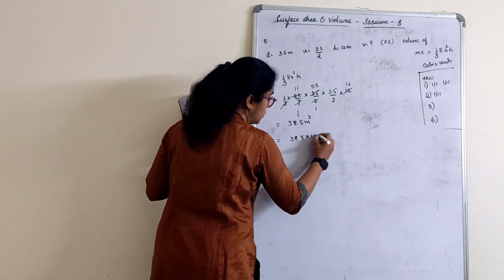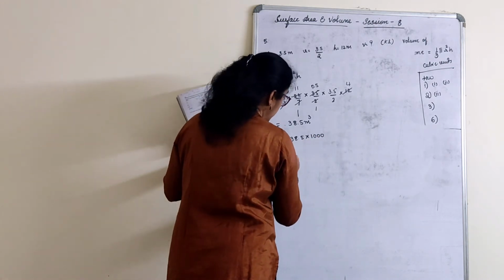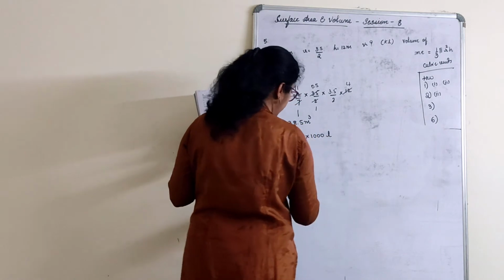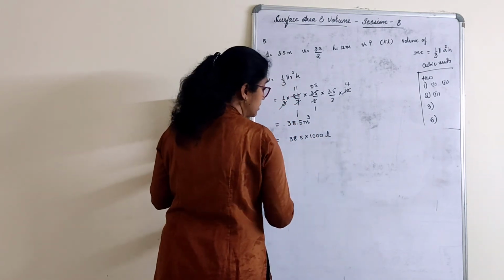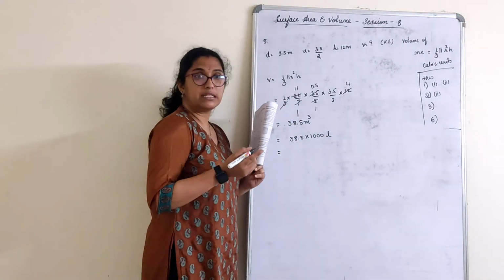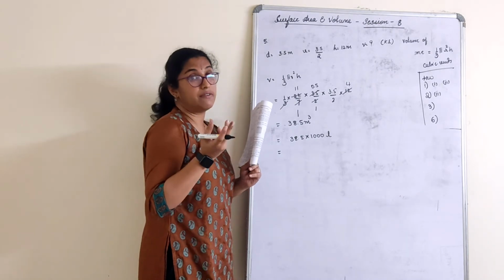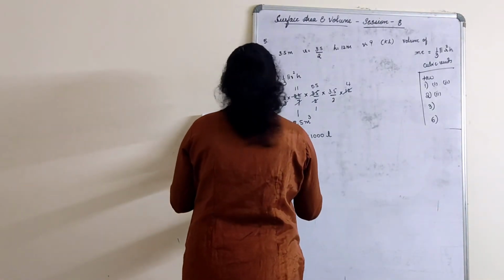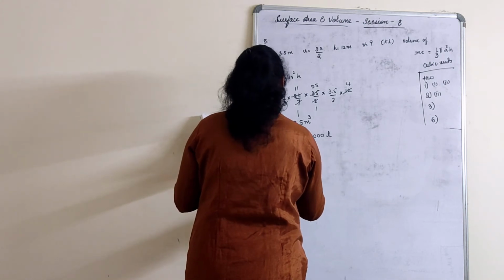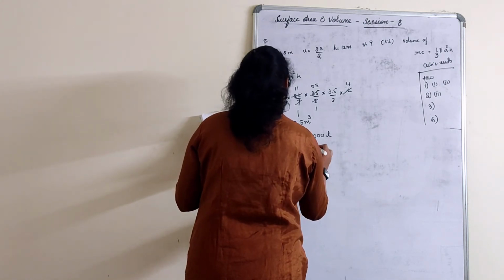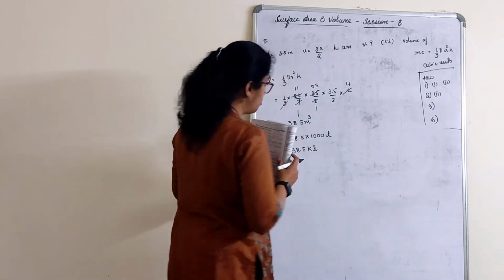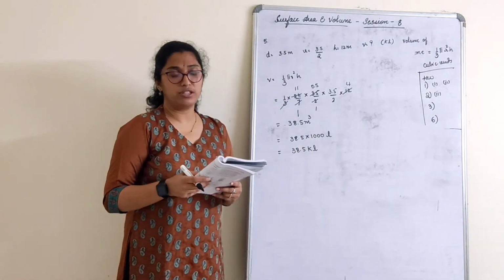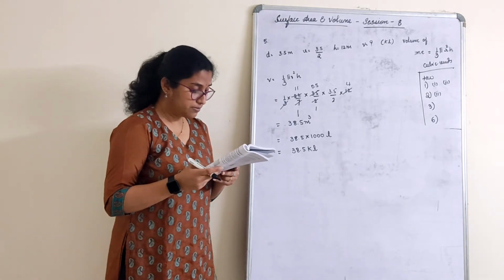You want the answer in terms of liters, kiloliters, right? 38.5 into 1000, if I multiply, I will get that in terms of liters. Now what is this 1000? Kilo is always in terms of thousands, right? So directly you can write this answer as 38.5 kiloliters. That's all. Kiloliters, you can just mention it. Very clear? Next one.